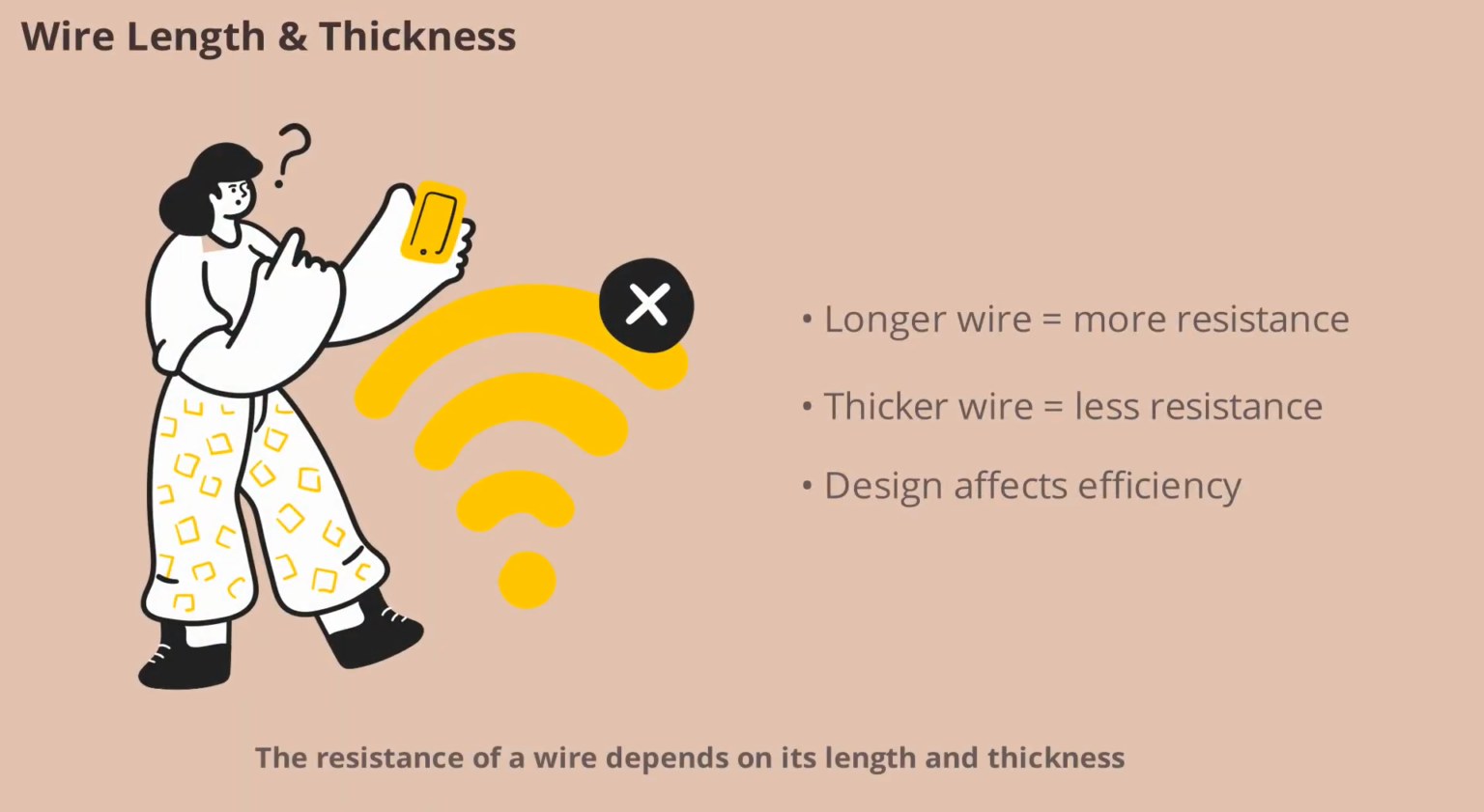Resistance of a wire depends on its length and thickness. A longer wire has more resistance because electrons have to travel a greater distance, facing more obstacles. Conversely, a thicker wire has less resistance, as it provides more space for electrons to move. This is why power lines are made thick and as short as possible to minimize energy loss. Understanding these factors helps in designing efficient electrical circuits.